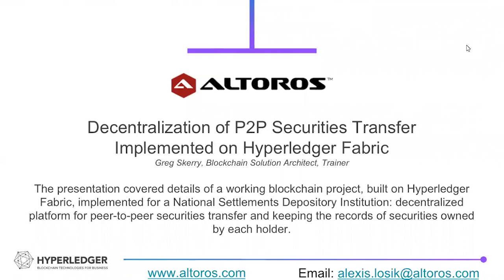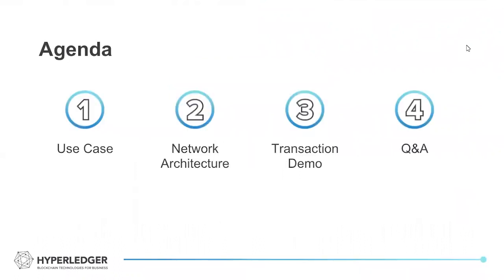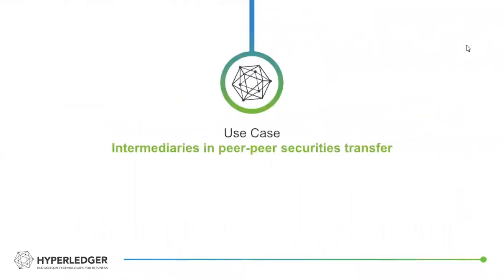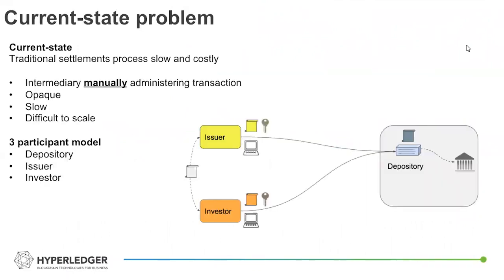So we will step through the solution design, how Hyperledger Fabric was utilized, and some of the background of the use case for this project. So we'll step through the use case, the architecture, and we'll give a brief demonstration of the end solution and go from there. So jumping into the use case, specifically involving intermediaries in peer-to-peer securities transfer on blockchain.